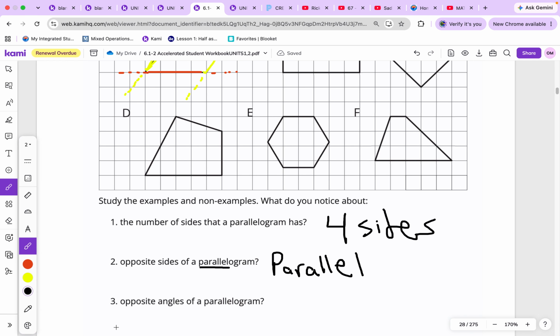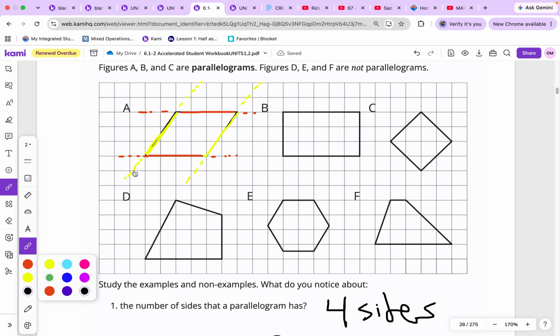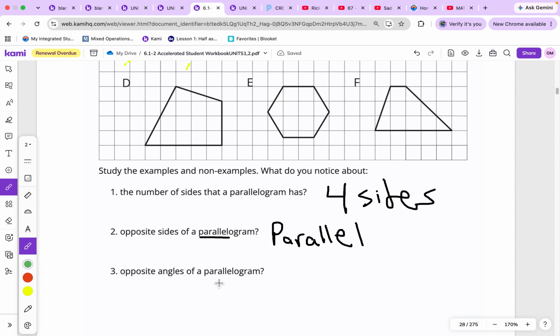Okay, and number three, opposite angles of a parallelogram. So the opposite angles of a parallelogram would be, for example, this angle right here and this angle right here. They would have the same measurement. And then these two angles here are also opposite angles. They would have the same measurement. So we would say opposite angles of a parallelogram, they would be equal to each other.